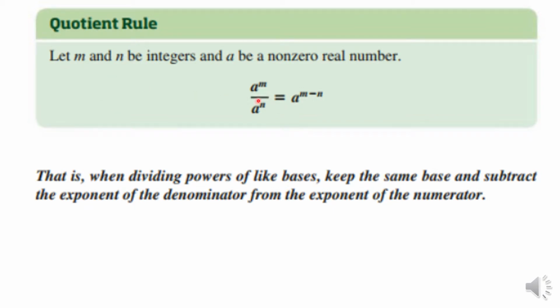We also have a quotient rule. If we have a to the m over a to the n, it's equal to a to the m minus n. So when dividing powers of like bases, keep the same base and subtract the exponent of the denominator from the exponent of the numerator. And then you work to make sure you don't have a negative exponent in your answer.